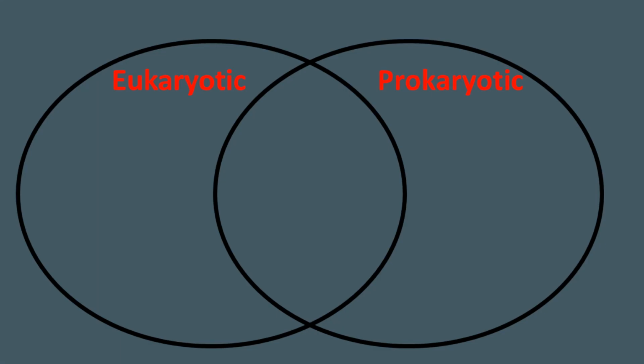Now that you've learned the similarities and differences between the prokaryotic and eukaryotic cells, it's your turn to put that knowledge to the test. Use the list of features we just discussed and categorize them in the proper locations on the Venn diagram. Pause the video and try it out.